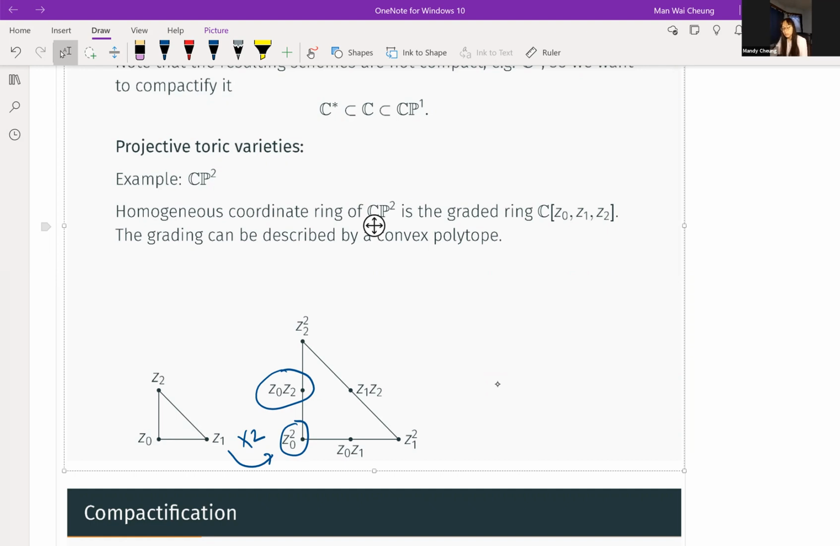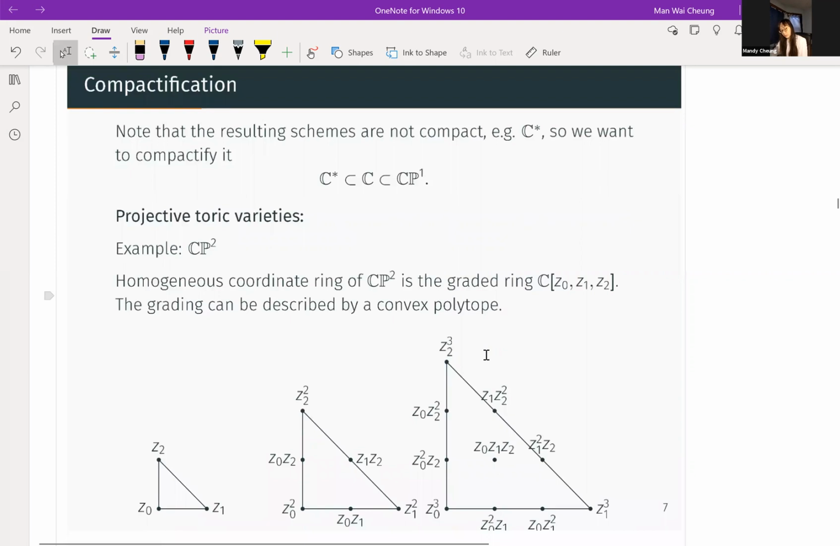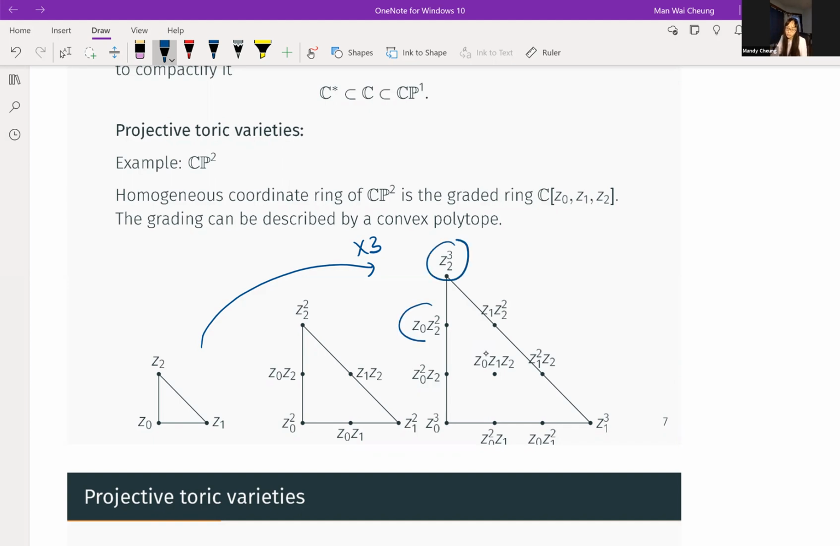And then if we move forward and look at our degree 3 monomial, you can see we are doing the same thing again. We are looking at the dilation by 3 of our original polytope, and you can see here all the degree 3 monomials just fit in at the vertices of this 3-dilation polytope.